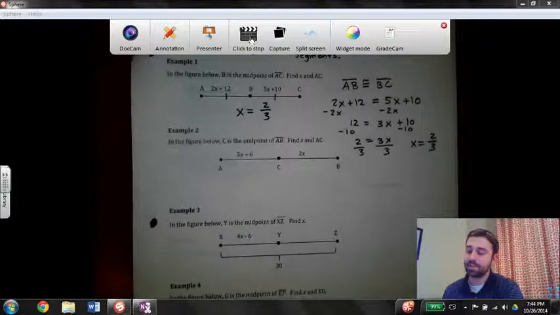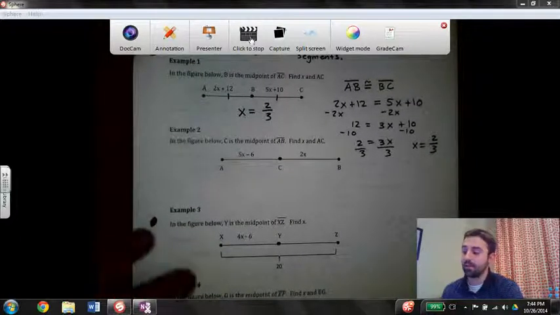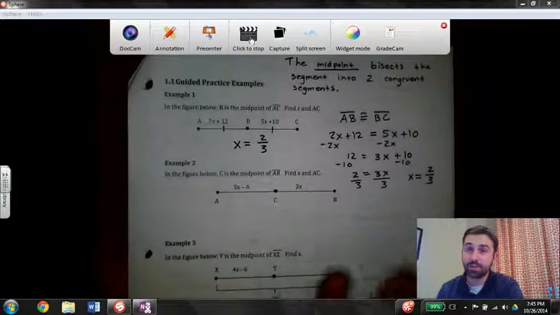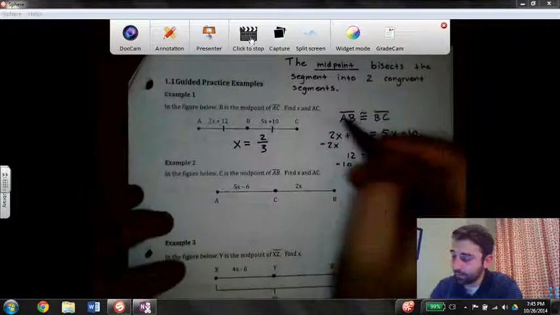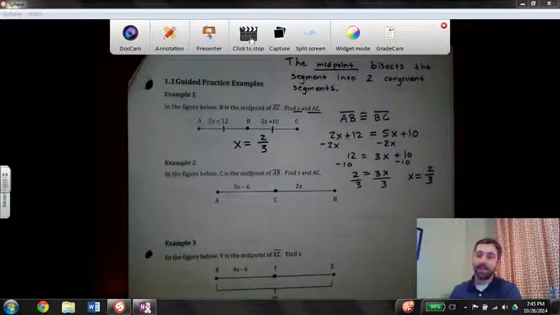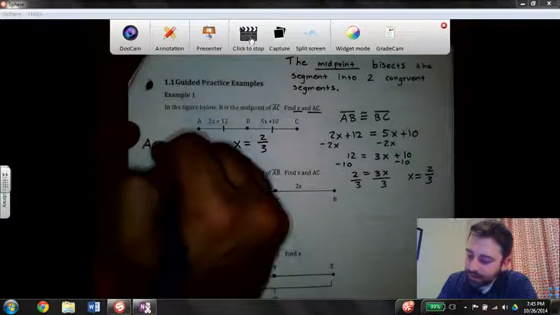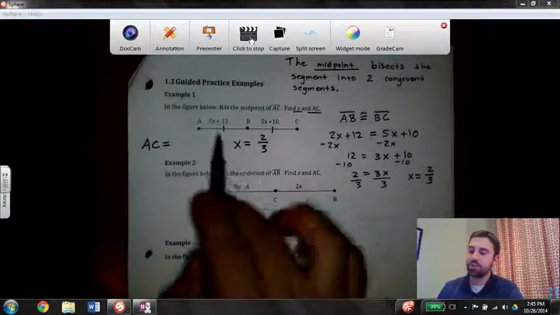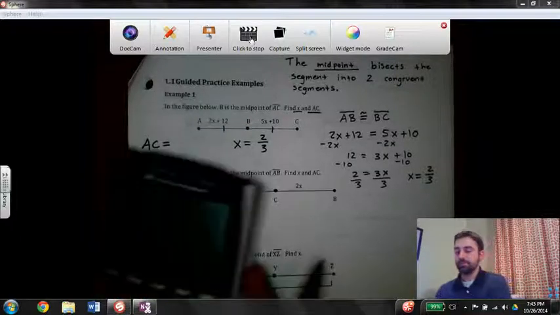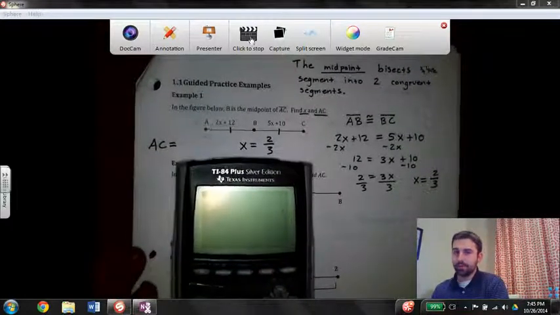Back up to the first example, it says find x. You want to make sure that we're answering all parts, like I almost forgot. It says to find x and then also to find the segment AC. So in order to find the segment AC, I need to plug 2/3 in for x. I'm going to do it using a calculator.